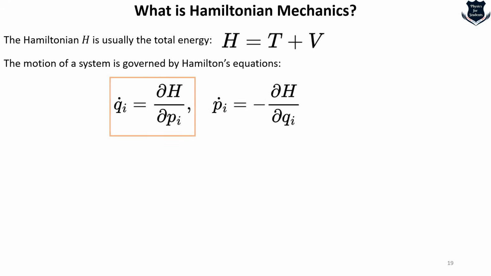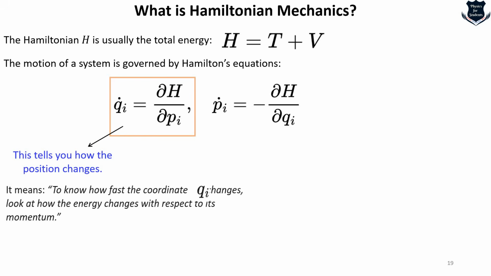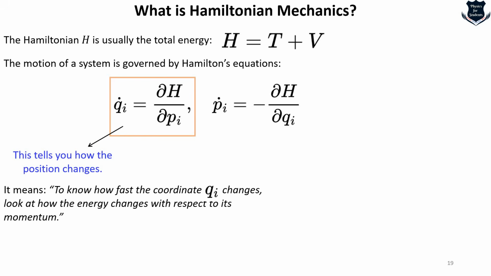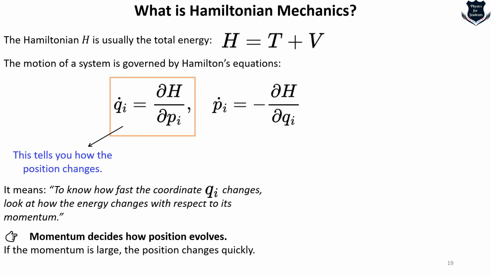Now, if I take the left hand side equation, it tells something very simple. It tells how the position changes. In simple language, to know how fast the coordinate qi, which is a generalized coordinate, it can be 1, 2, 3, anything, changes, look at how the energy changes with respect to its momentum, which is in the denominator, pi. So you can say in simple language, momentum decides how positions evolve. If the momentum is large, the position changes quickly.